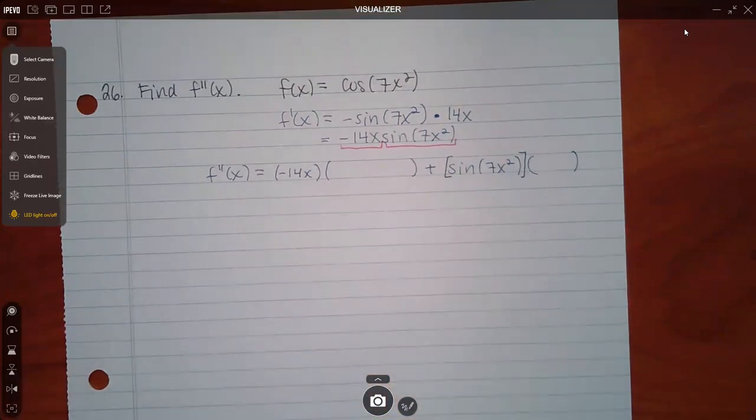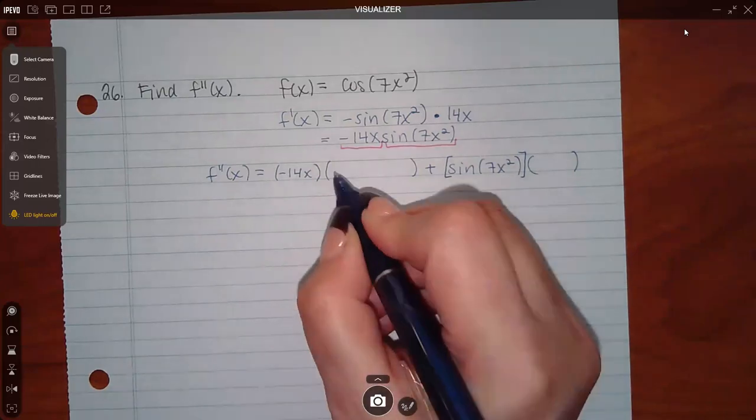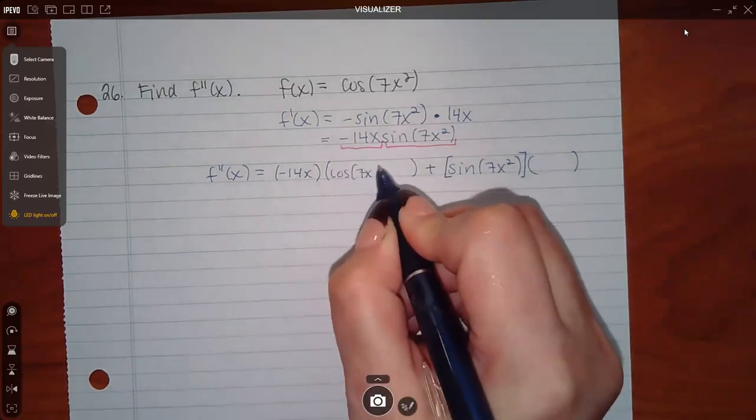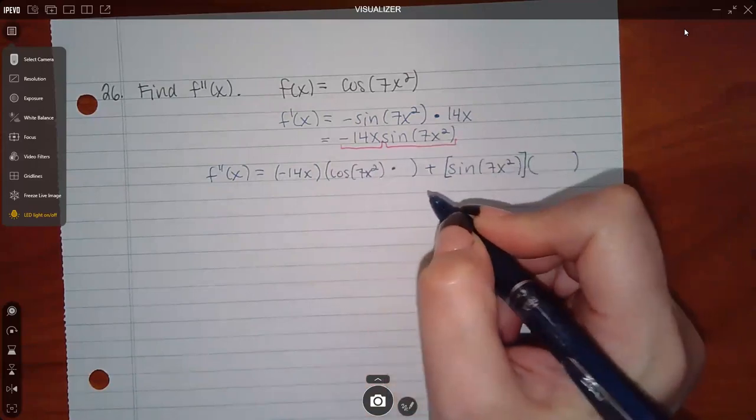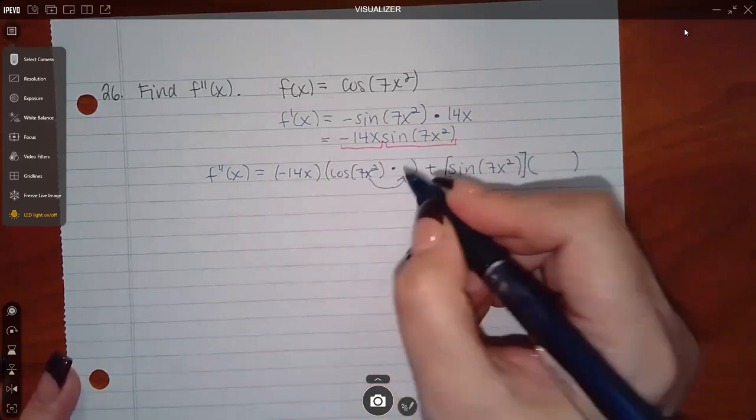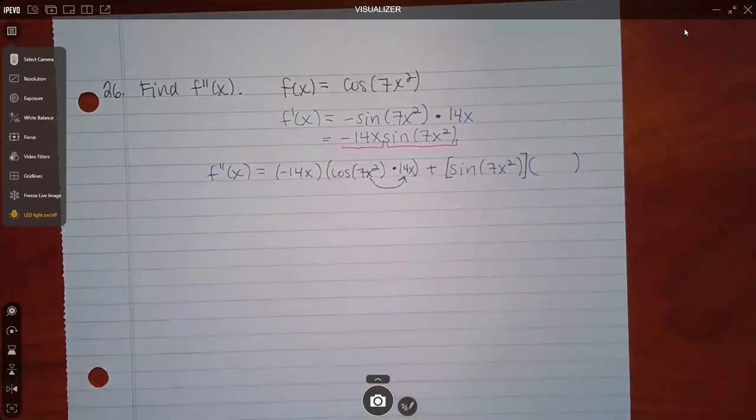Now, I did the first one, but I have to do the derivative of this. So remember, you do the derivative of sine, but then you have to multiply by the derivative of that, according to the rule. So what's the derivative of sine? Cosine. But I keep my angle the same. And then I have to multiply by the derivative of this angle, which is what? 14x. Now be careful. Some people will put these two and multiply the two things together and the angle will change. You cannot do that.